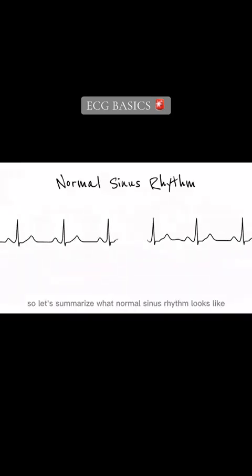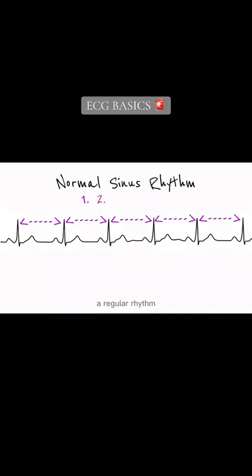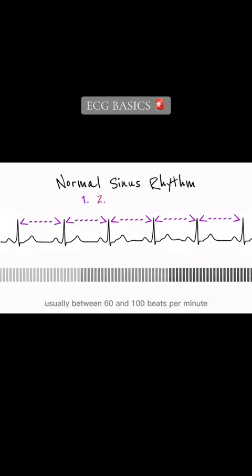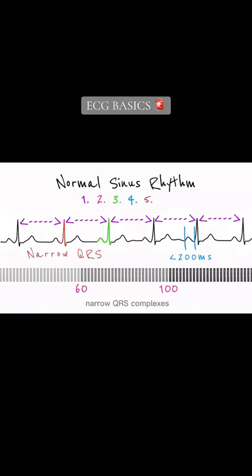So let's summarize what normal sinus rhythm looks like on an ECG. 1. A regular rhythm. 2. A heart rate usually between 60 and 100 beats per minute. 3. P waves present before every QRS complex. 4. A constant PR interval, less than 200 milliseconds. 5. Narrow QRS complexes. 6. And T waves following each QRS complex, representing ventricular repolarization. If all of these features are present, you are looking at a classic normal sinus rhythm.